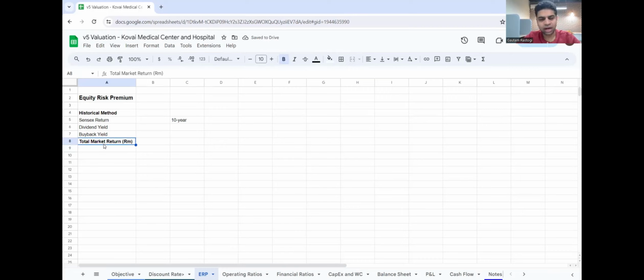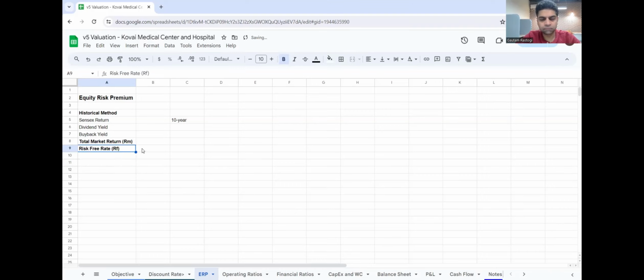Once you've got that, then we need the risk-free rate as well, which we are calling RF. In fact, let me put it here itself.